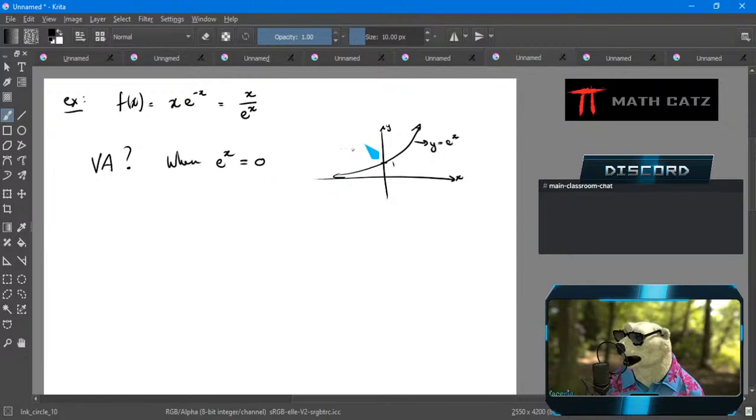So this guy is always above the x-axis. It's never going to give me a y value of 0. So that's never going to happen. And so I have no vertical asymptotes because of what is in the denominator. All right.